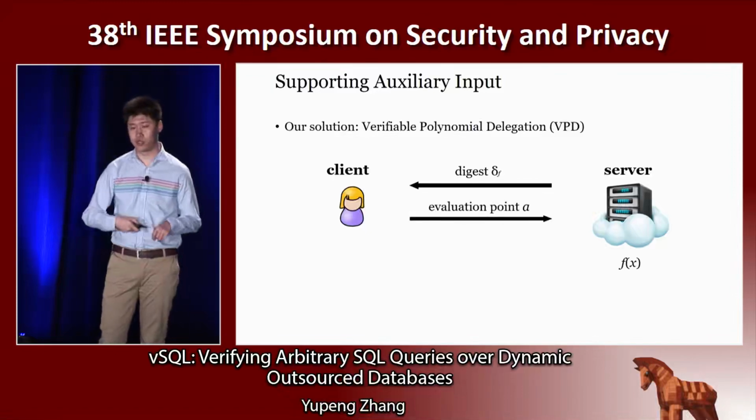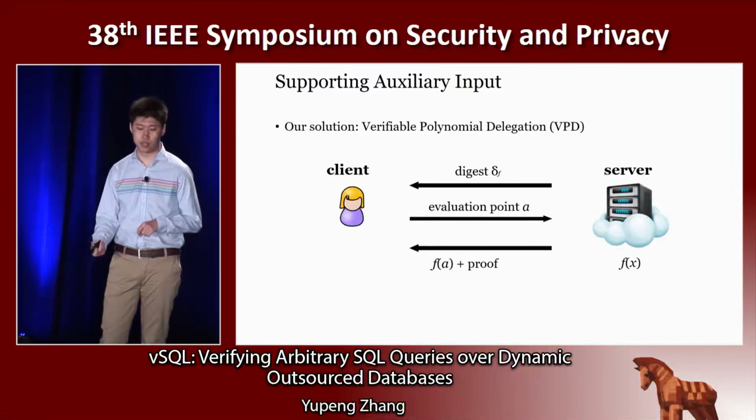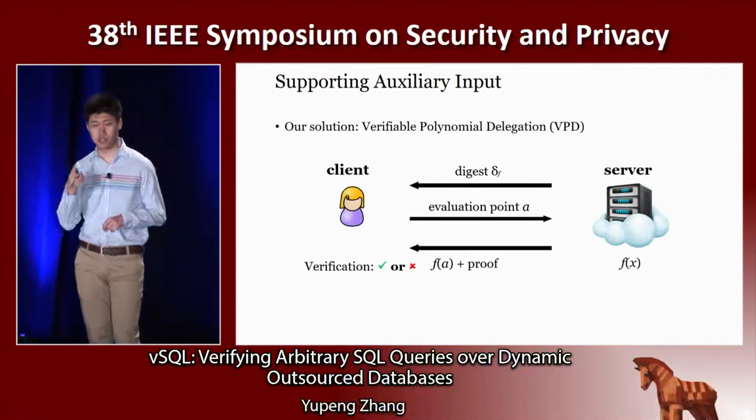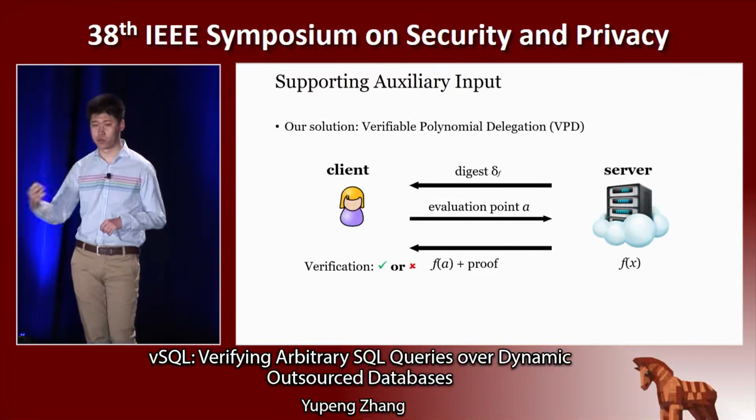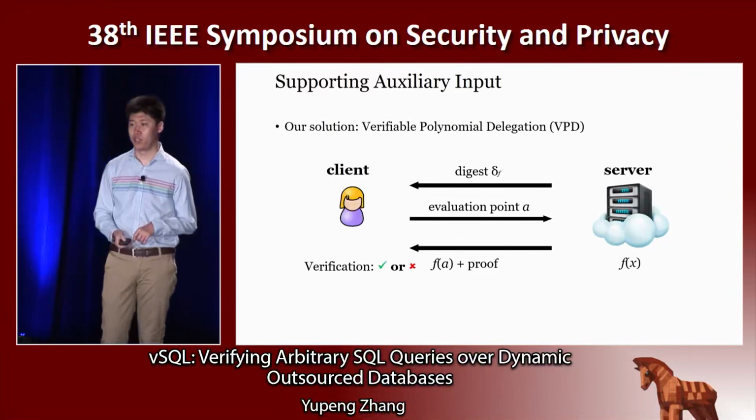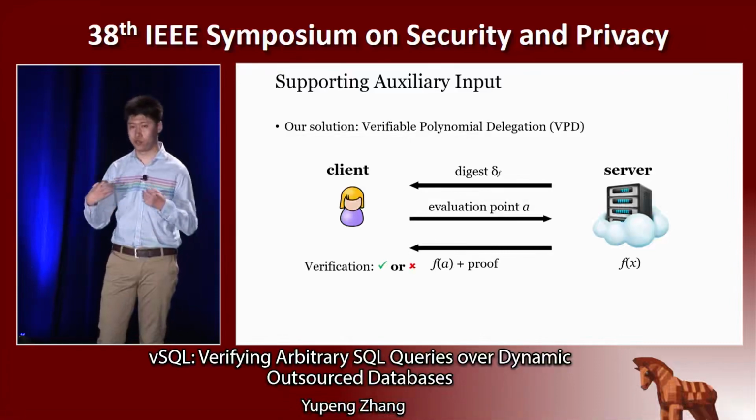Later, the client issues an evaluation query, and the server returns f of a plus a proof. And the client can check that this is indeed the correct f of a for the polynomial the server committed to in the first place. With this, the server can commit to the inputs to the circuit without sending them back. It only needs to send a constant-sized digest.